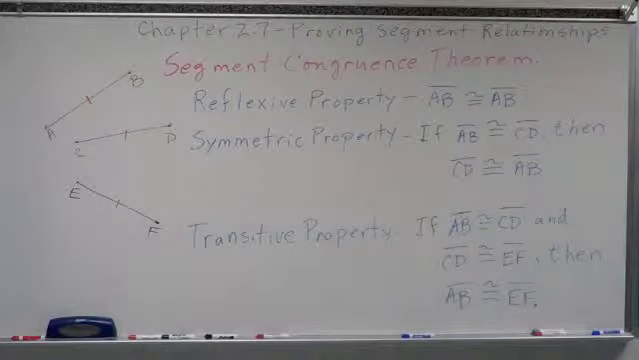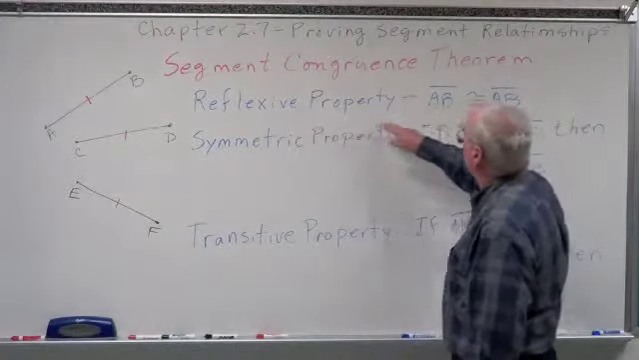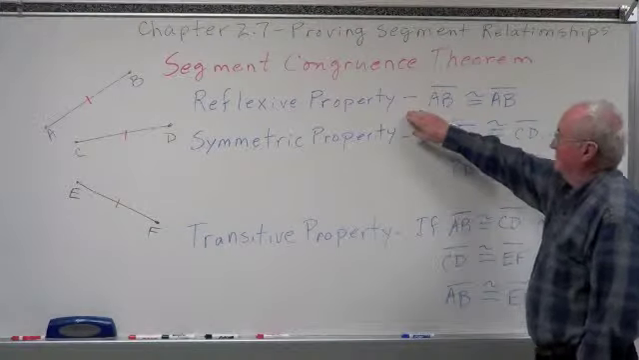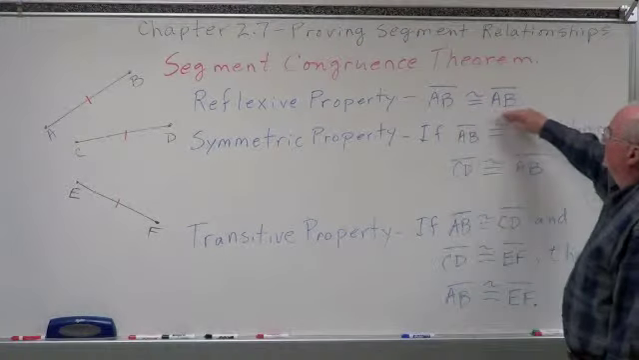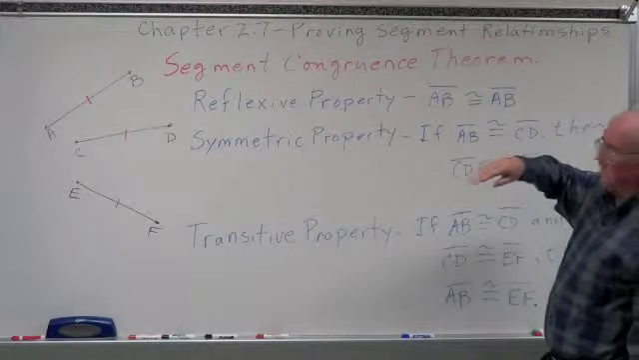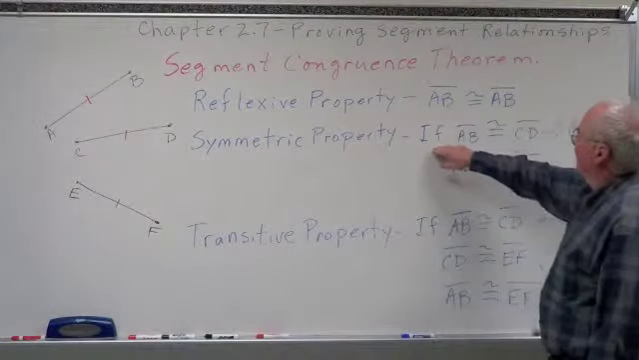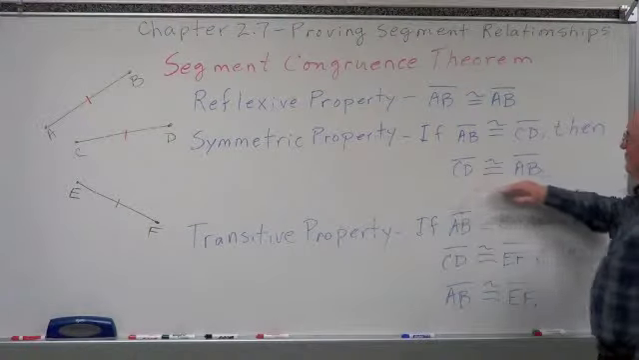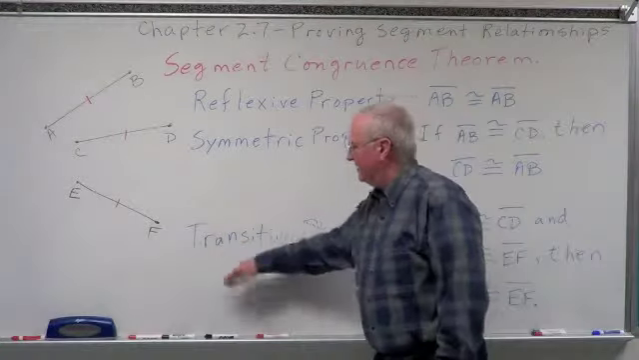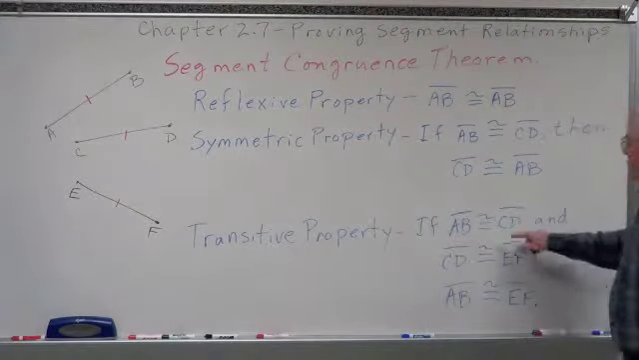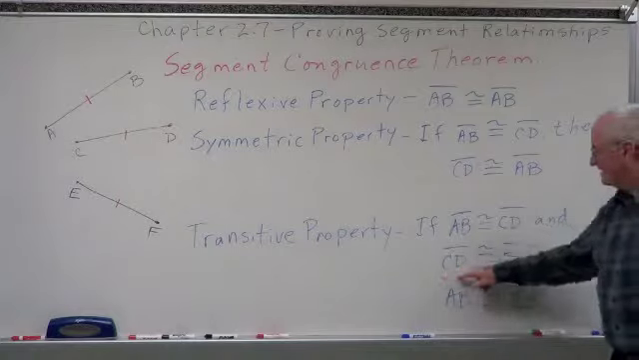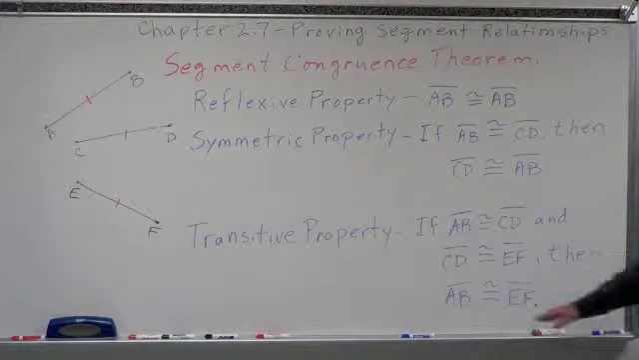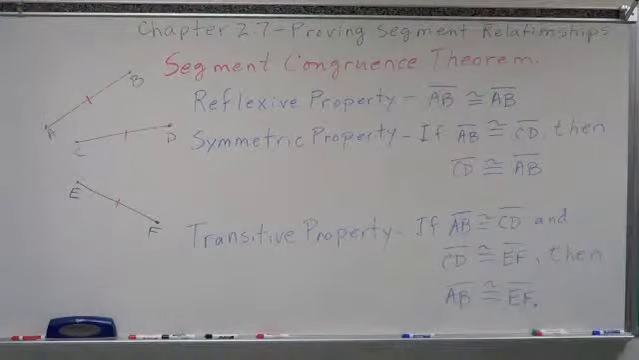Now we want to transfer that over to the congruent statement, where we're saying that the reflexive property is true for congruence. Segment AB is congruent to itself. Symmetric property: if segment AB is congruent to segment CD, then segment CD is congruent to segment AB. And of course the transitive property: if segment AB is congruent to segment CD, and segment CD is congruent to segment EF, then segment AB is congruent to segment EF.